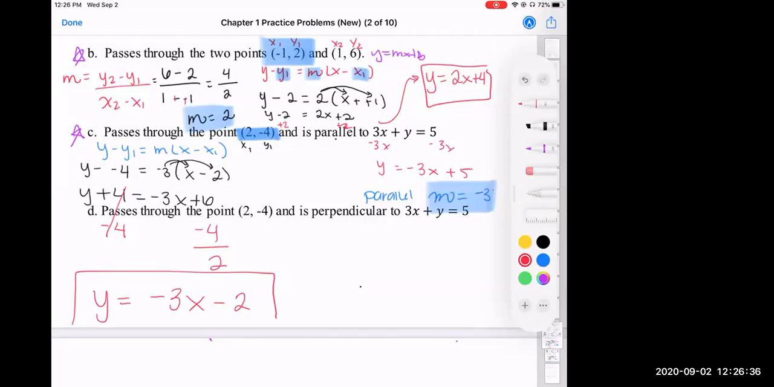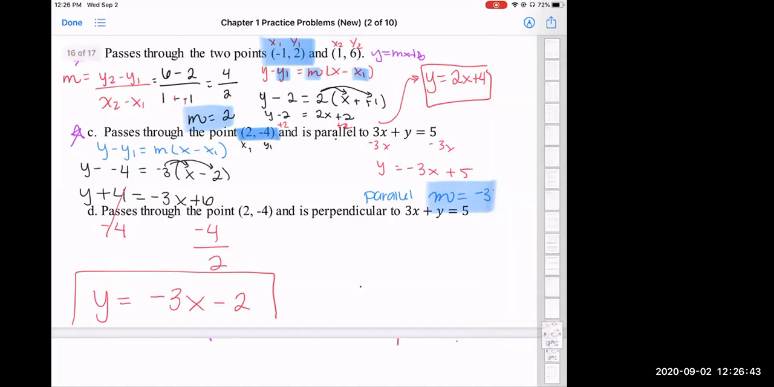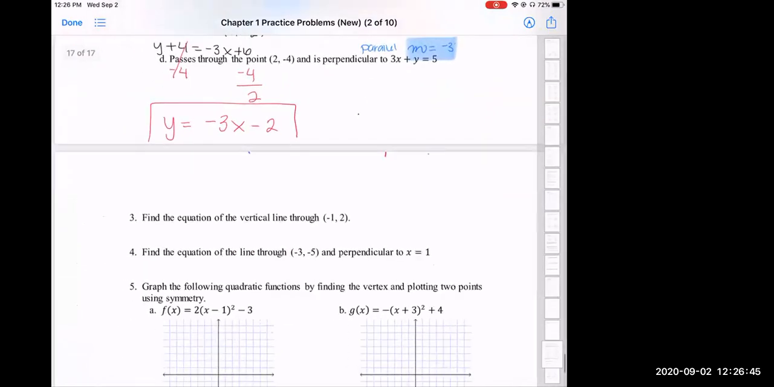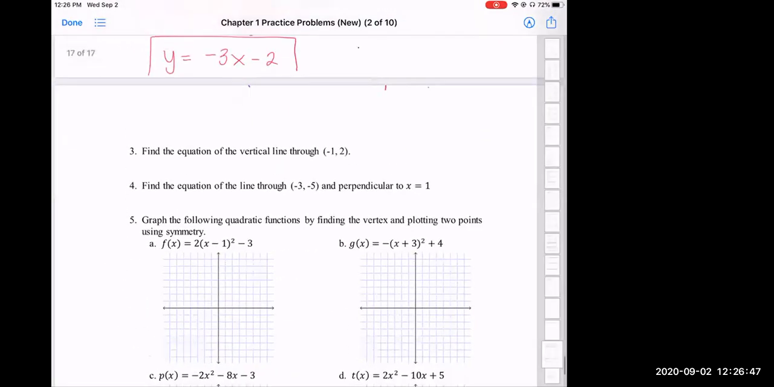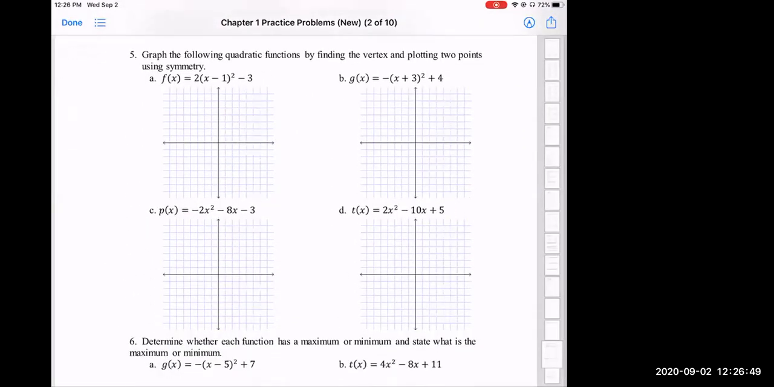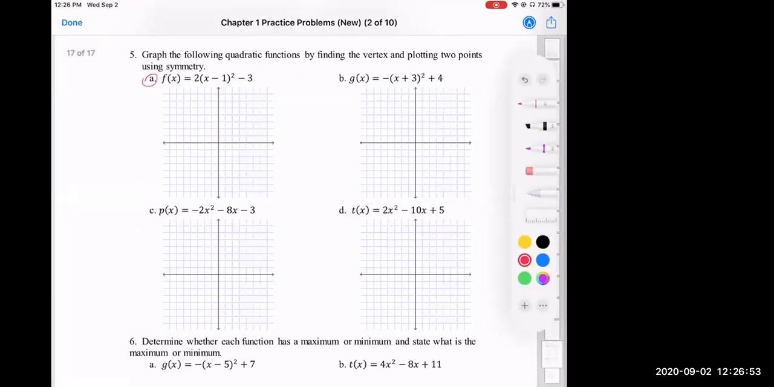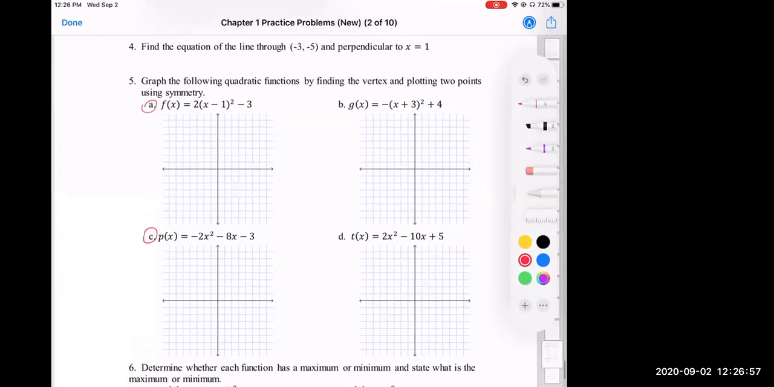Alrighty, let's go ahead and move forward. Let's continue with quadratics. For these quadratics, I'll do A and C, unless someone wants to see more of them. Okay, our instructions read, graph the following quadratic functions by finding the vertex and plotting 2 points using symmetry.